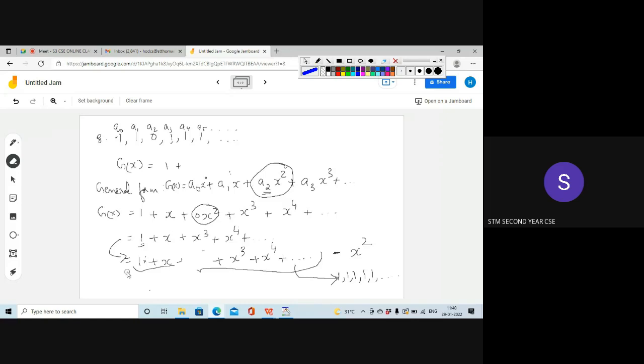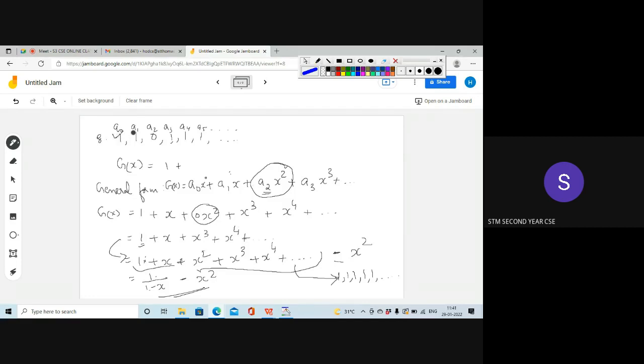So this is equal to, here you had plus x square. So this is equal to 1 by 1 minus x. This entire polynomial turns out to be 1 by 1 minus x. And this term you have to write along with this, minus x squared. Okay, so the generating function for this particular sequence, 1, 1, 0, 1, 1, etc.